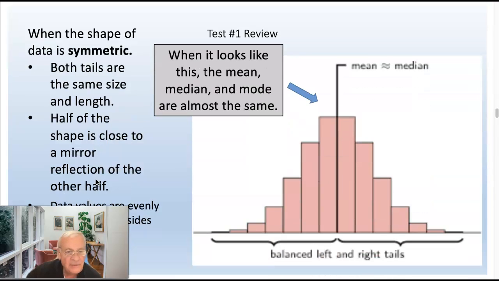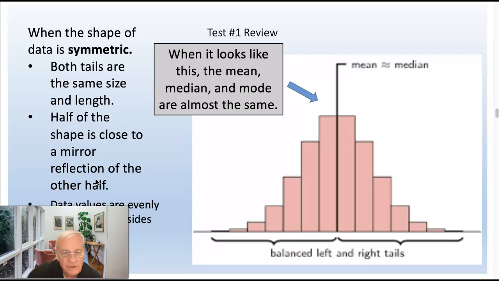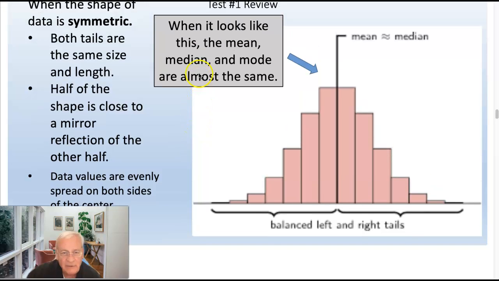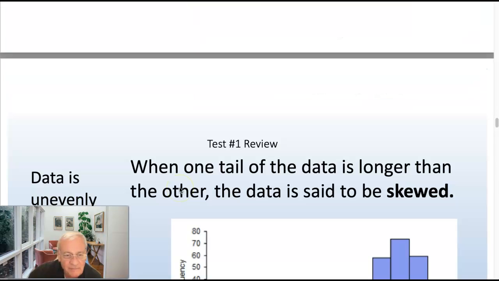All right, again, we talked about symmetry. When the shape is symmetric, both tails are the same size and length. And half the shape is close to a mirror reflection of the other half. Data values are evenly spread on both sides. Then when it looks like this, the mean, median, and mode are almost the same. It's balanced on the left and the right.